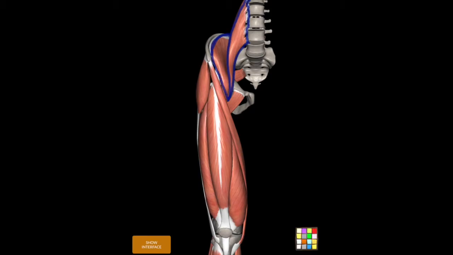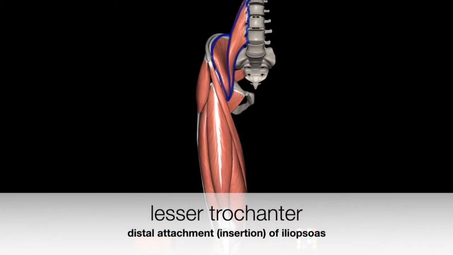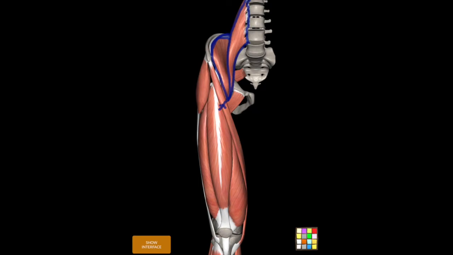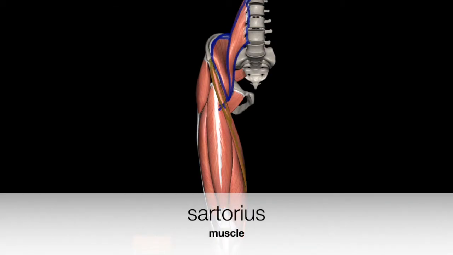Here the combined fibers join and attach to the lesser trochanter of the femur posteriorly, about here, as the iliopsoas combination muscle, psoas major and iliacus. Together they are very powerful hip flexors. Next we'll see this long strappy guy here, which is sartorius, the longest muscle in the human body.